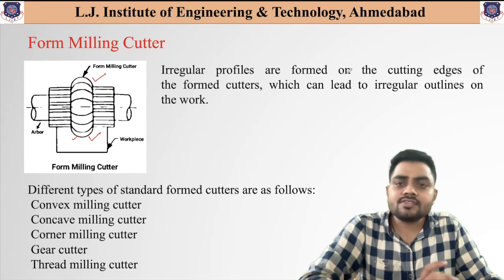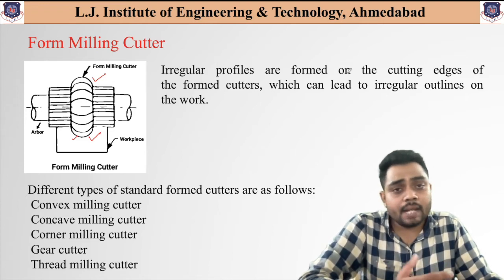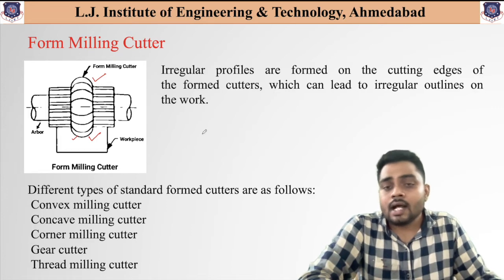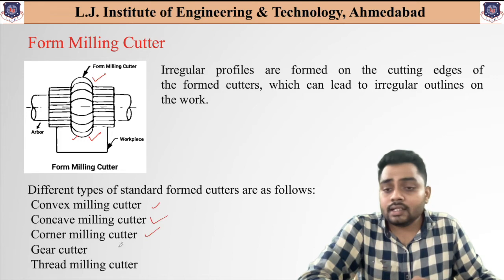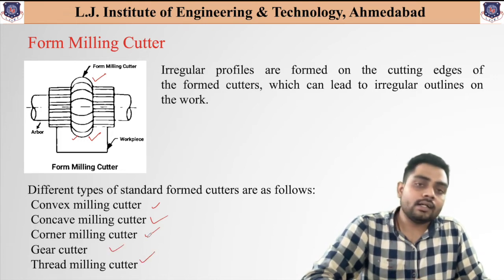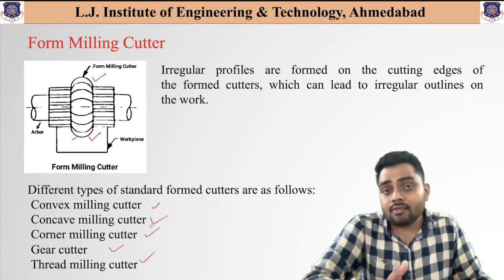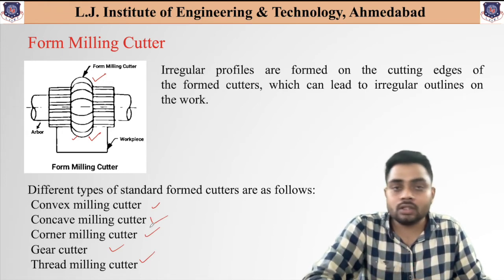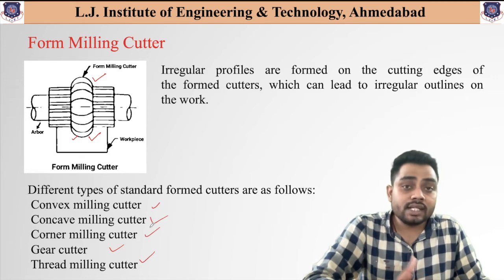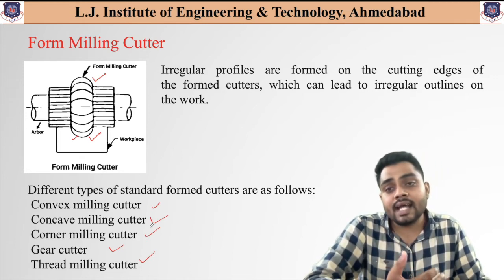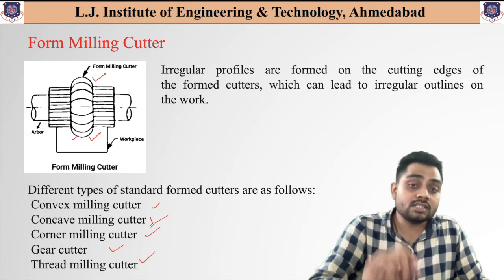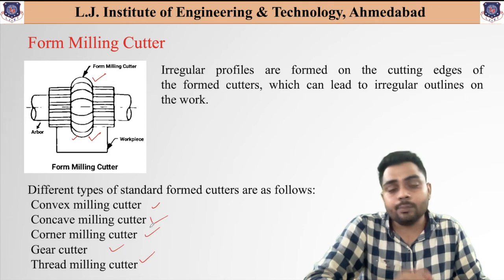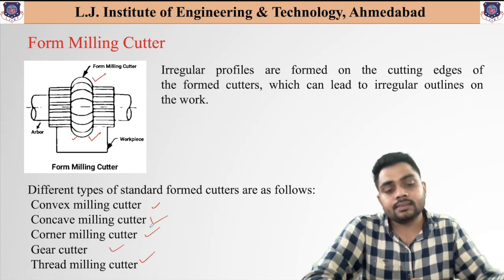There are different types of standard form cutters available based on the dimensions or geometry required. These are the convex milling cutter, concave milling cutter, corner milling cutter, gear cutter, and the thread milling cutter. So based on the gear dimension required, the opposite dimension is given to the cutter, and this can be directly embedded on the workpiece. Similarly, based on the required thread, the thread can be directly machined using the form milling cutter in this milling machine.